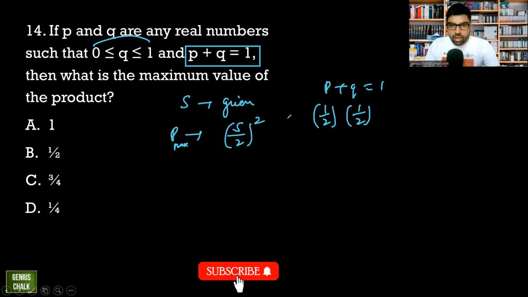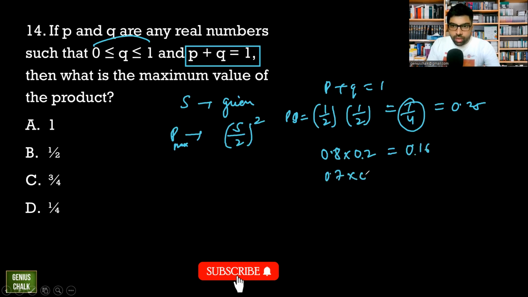You can check it, the product. So PQ is 1 by 4, right? This is the maximum product. 1 by 4 is 0.25. Either you take any value, you take 0.8 for this or 0.2 for this, right? So it is 0.16. It is less than this. If you take 0.7 for P, 0.3, this is 0.21, less than 0.25. If you take 0.6 and 0.4, because total is 1, right? So it is 0.24, still less than.